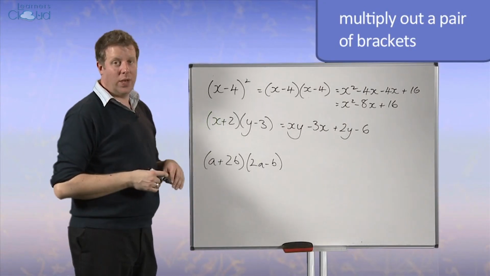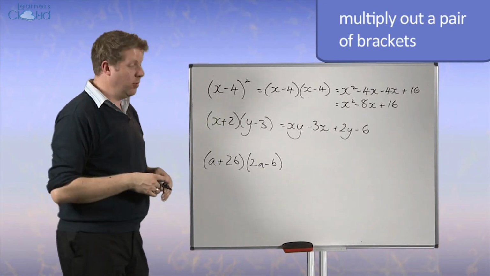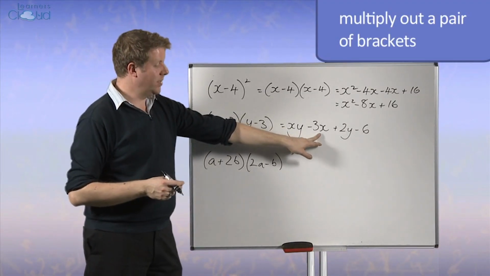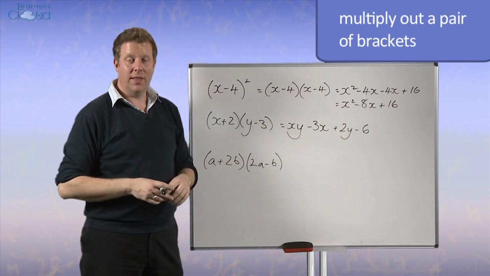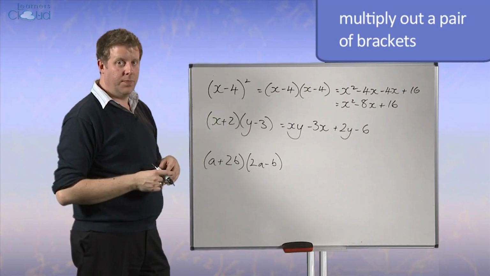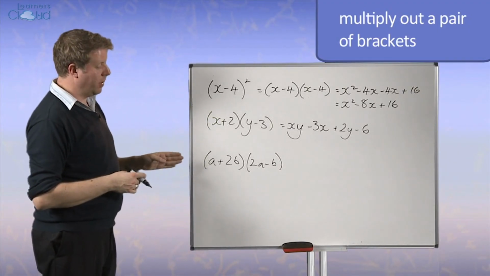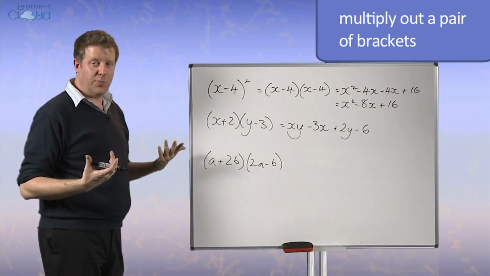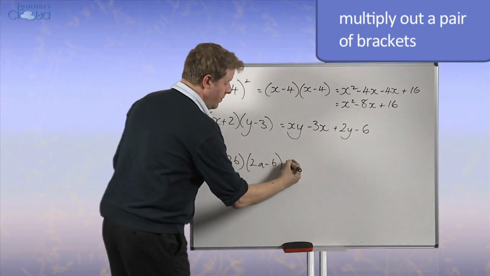Now this is one of those questions where I can't do any further simplification, because if you notice, I've got one term that's got an x and a y in it, one term that only has an x, one term that only has a y, and a number term that has no letters in it at all. So that is in its simplest form. Last question, a plus 2b multiplied by 2a minus b. Again, there's two different letters in each bracket. Doesn't matter, we still multiply out in exactly the same way.